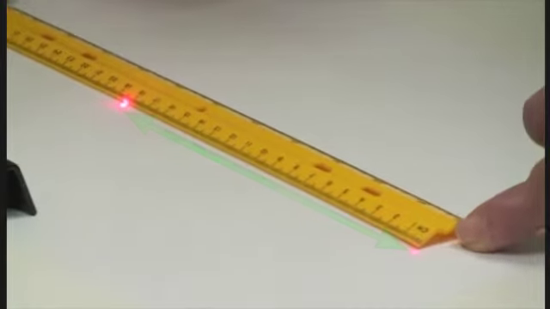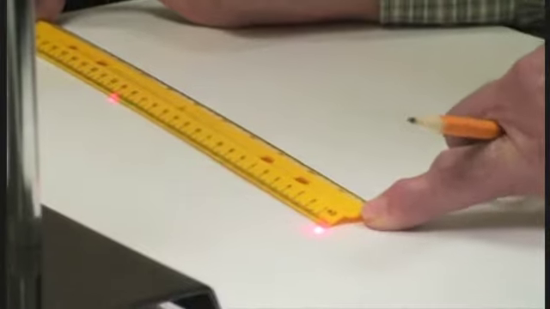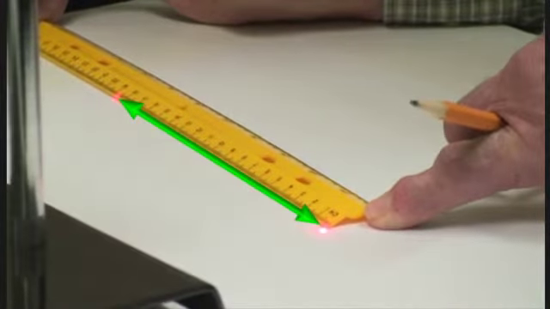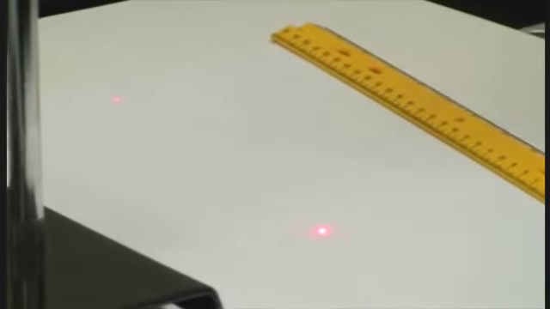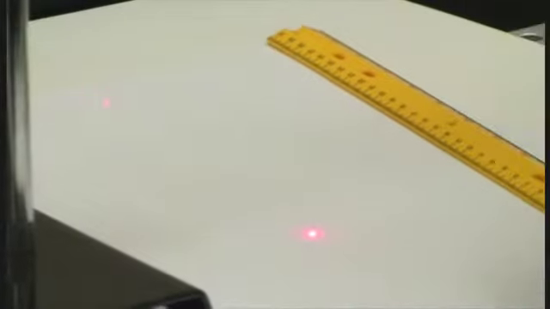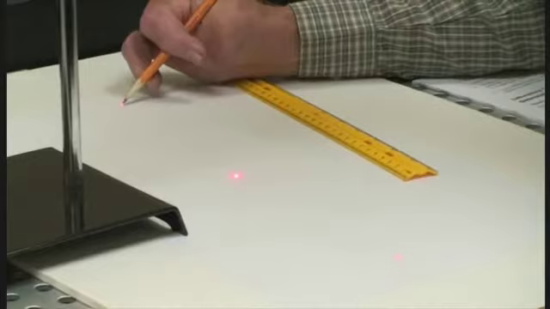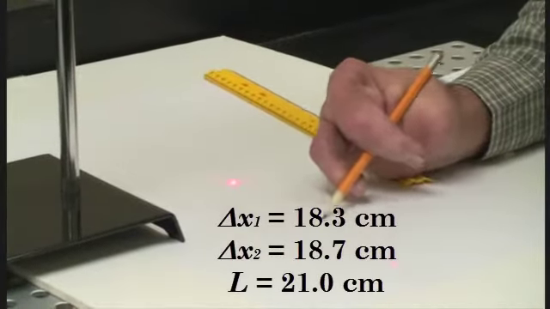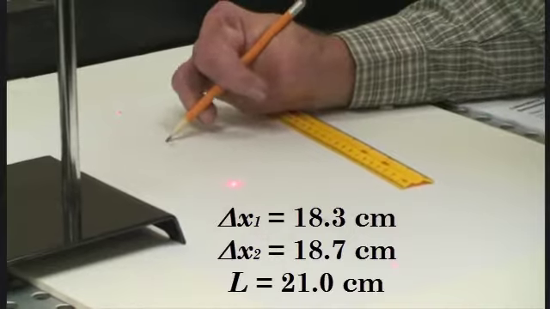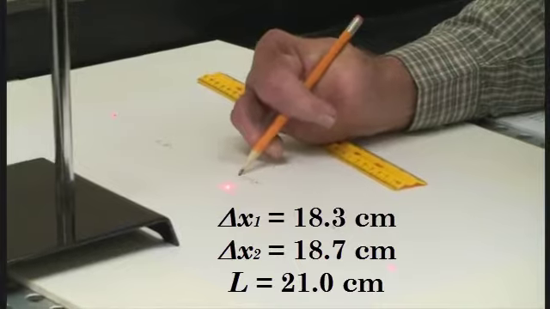18.3 centimeters on one side and 18.7 centimeters on the other. So I didn't do a perfect job of getting them lined up, so we'll take the 18.3. I'm going to go ahead and mark the dots on the page. 18.3 and 18.7, and the height was 21.0 centimeters.